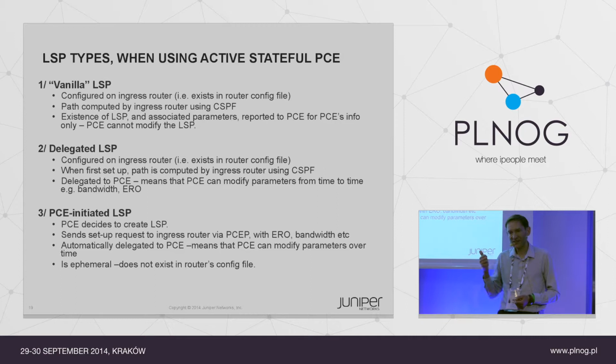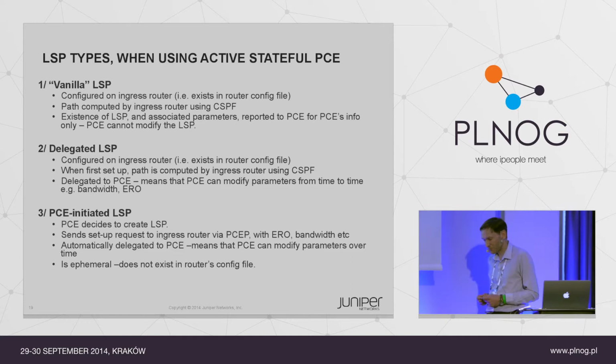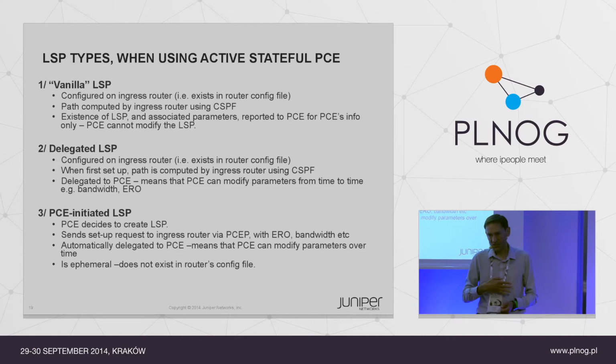even though the controller in the case of this particular LSP can't change that LSP. The other type of LSP that you might have present is a delegated LSP. So this is one which has been configured on the ingress router, and the ingress router initially computed it using CSPF, signaled it through the network using RSVP. Nevertheless, the ingress router can choose to delegate it to the controller. What that means is that over time, the controller can actually alter parameters of that LSP. It can change the path taken by that LSP as a consequence of optimization routines. It can change the bandwidth reservation in accordance with different traffic demands over time.